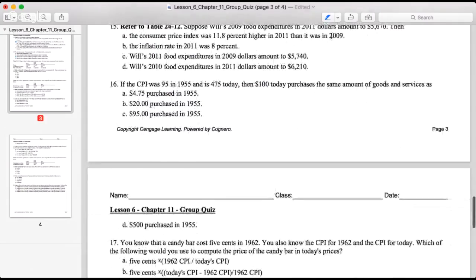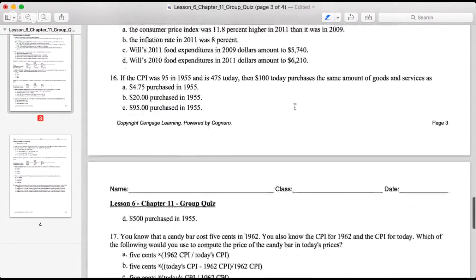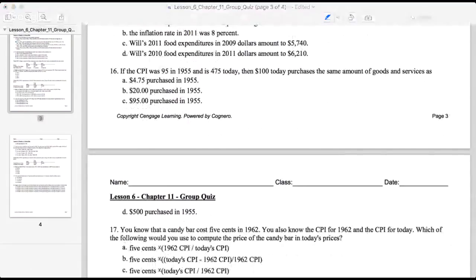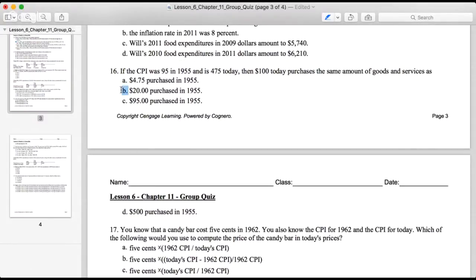How about 16? I got B. I got B too. Okay. And Cody got B for 16 as well. So we'll go B on 16.